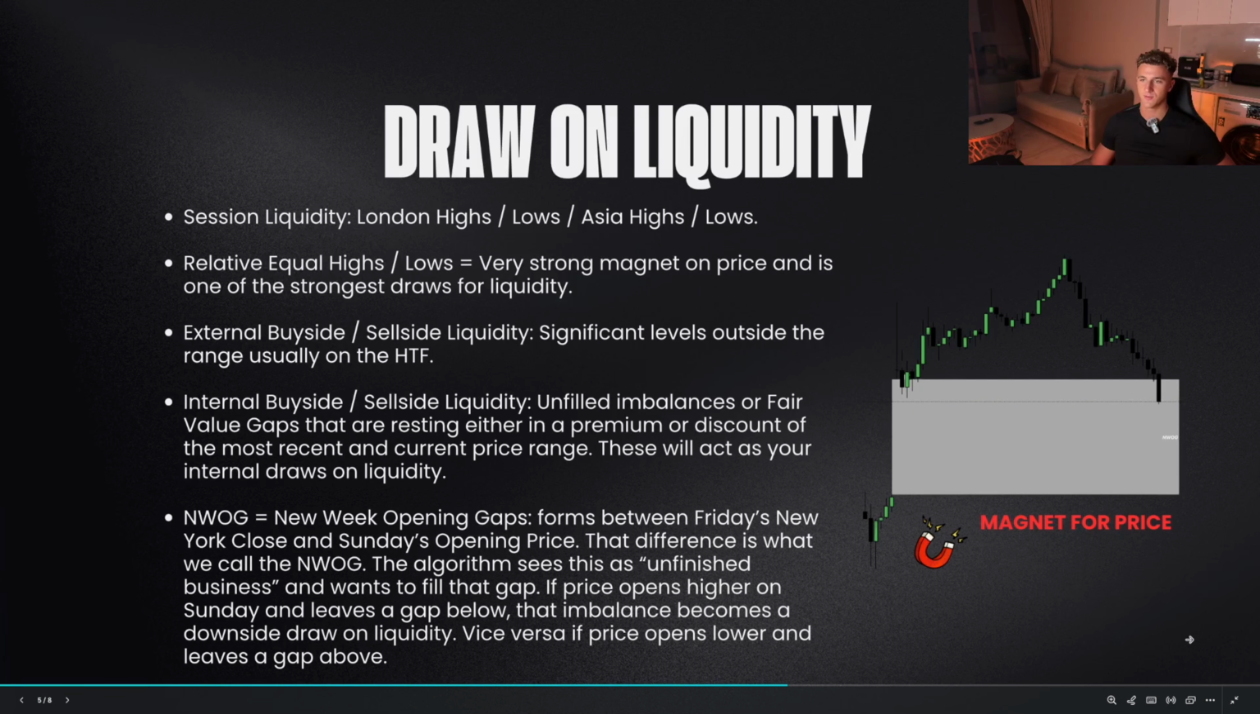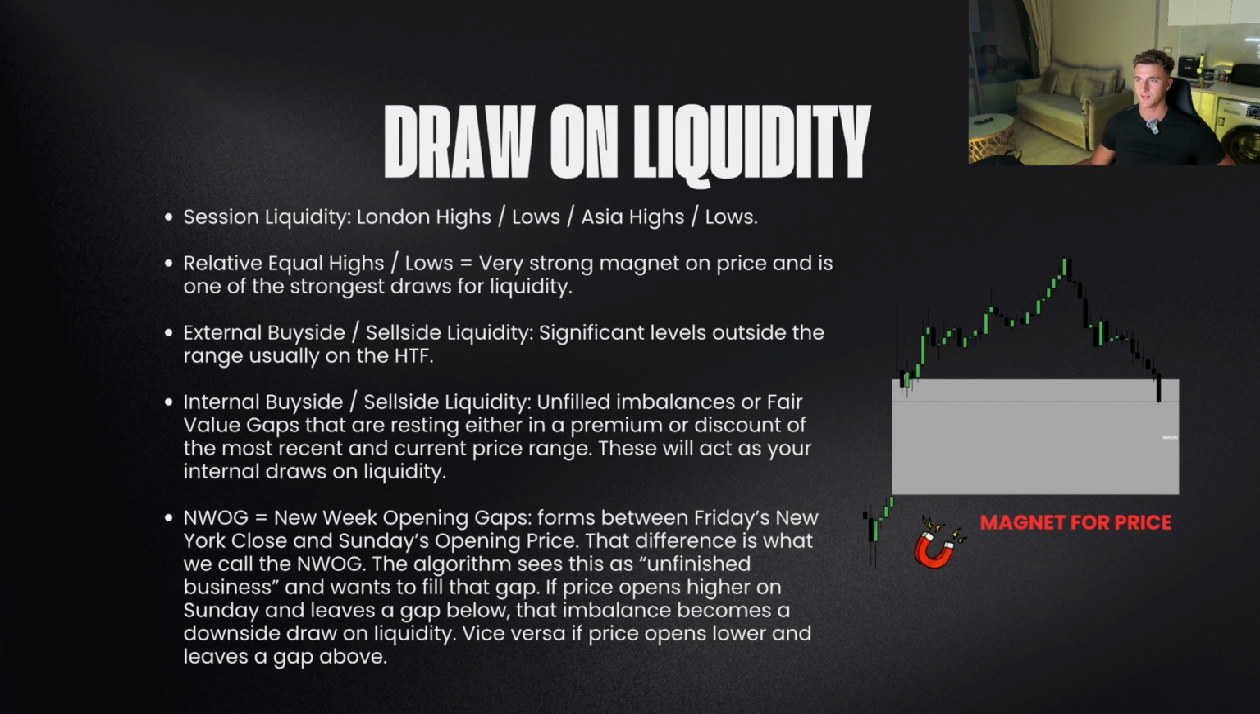Okay, number three, external buy side and external sell side liquidity. These are significant levels outside of the range, usually on the higher time frame, that can act as another draw on liquidity. So how I like to look at it is, let's say you're coming to the next trading day and you mark out your previous daily low and your previous daily high. That's going to act as a current price range for that trading day. And usually these levels will act as external buy side and sell side levels, meaning they're outside of the range. When one of these levels gets swept, usually you find the best and highest probable setups inside of those areas.